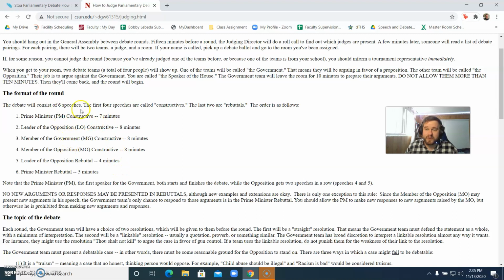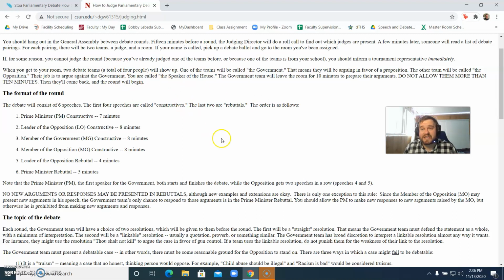So in these first 4 speeches, they're pretty much opening speeches. They're constructives, which means we're creating the case. We're adding information into the debate. And then these final speeches are rebuttals. It's sort of the last word on each side, summarizing what has been said so far in the round and telling you, the judge, why you should vote for them.